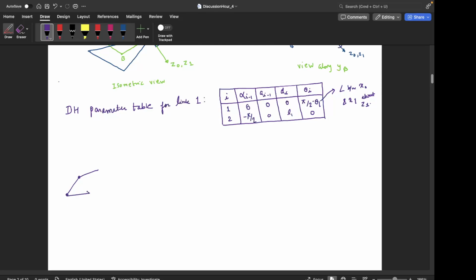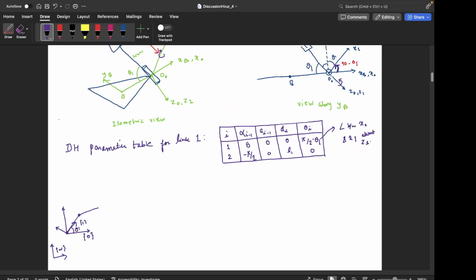So we assign a frame at the starting point that is aligned to wherever my world frame could be, right? This is my frame that is aligned to the world frame, but coincident with the first joint. This is the first joint, and then the frame that is coincident with the first link is assigned like this, that is frame 1, right? And this angle is theta 1, right? So the same thing we are doing here.